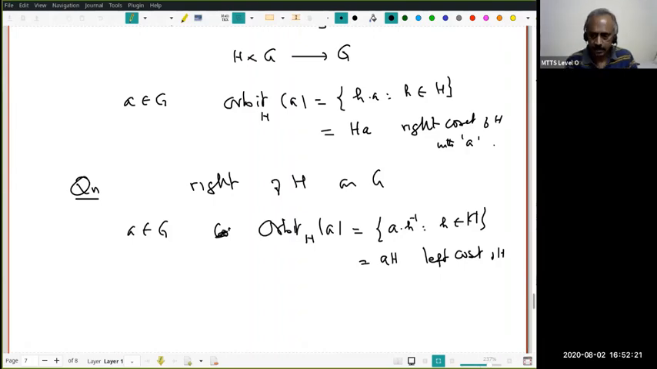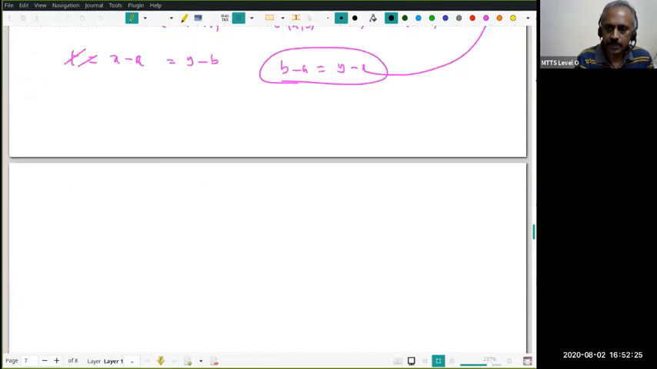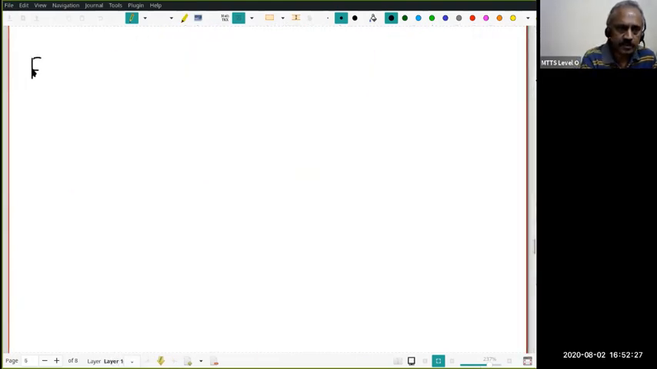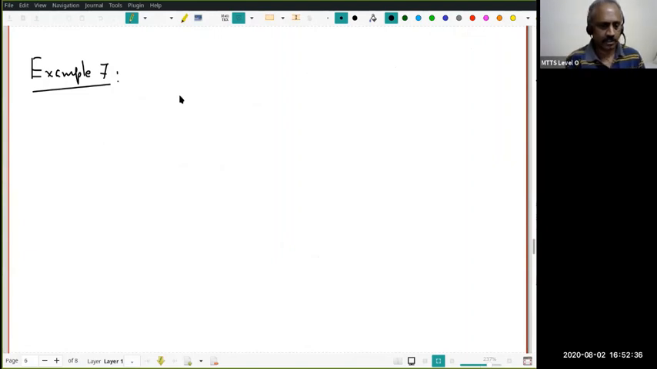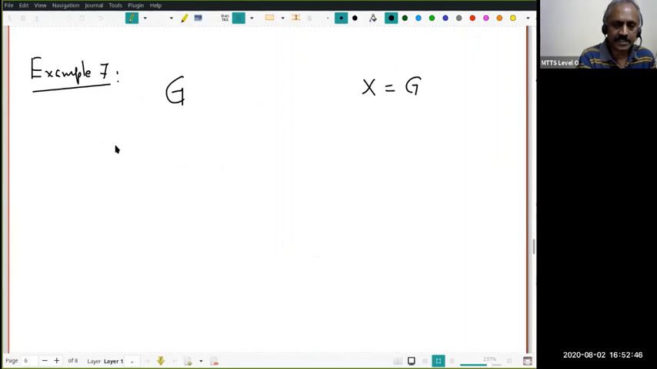Now with the last example, I will stop. This is example 7. There are a lot more examples as we go along. Since I just wanted to give the standard examples given in group theory books, I just wanted to give that. Now the group is G and the set X is also G, but the action is the conjugacy action.